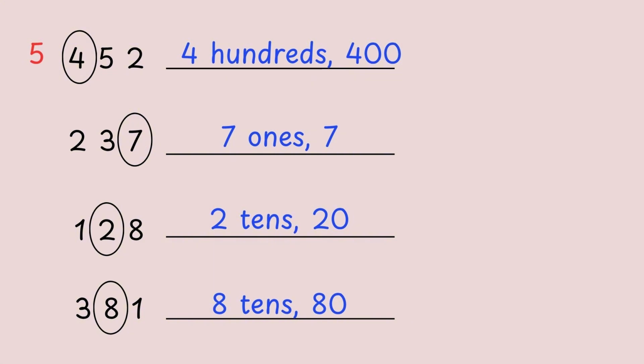Next, 128. The digit 2 is ringed right in the middle. The middle house is the tens place. That means we have 2 tens, and we write 2 tens, 20. The last one is 381, and the 8 is ringed in the middle. So we have 8 tens.